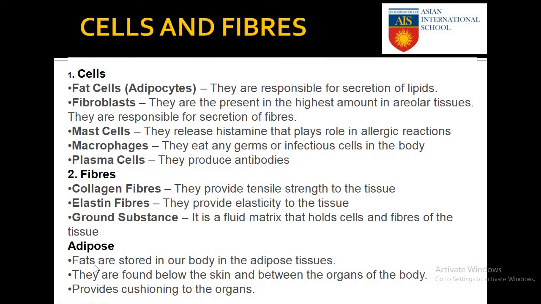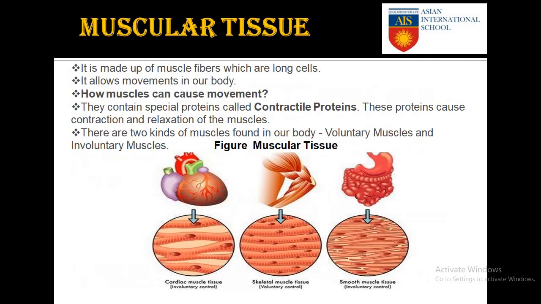Now adipose tissue, as I told you, fats are stored in our body in the adipose tissue, and they are found just below the skin, beneath the skin, and between the organs of the body. It provides cushioning to the organs so that the organs can be protected. Now muscular tissue. Muscular tissue is made up of muscle fibers, which are long cells, and it allows movement and locomotion in our body.